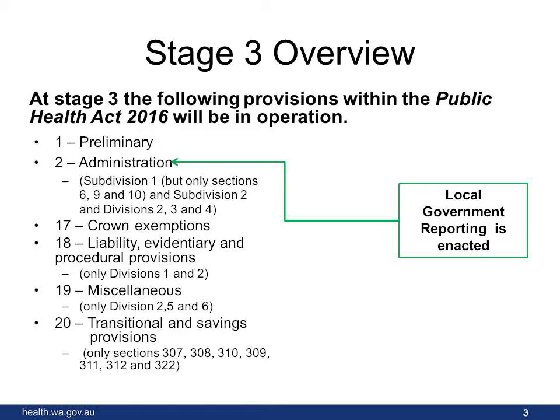At Stage 3, various provisions within Parts 1, 2, 17, 18, 19 and 20 of the Act will come into operation. The specific details about which divisions and subdivisions will be enacted are shown on this slide. More specific details relating to these parts and what they mean for local government is provided in the presentation entitled Staged Implementation of the Public Health Act. The enactment of Part 2, Division 3 means that local government reporting under the Public Health Act will come into effect at Stage 3.